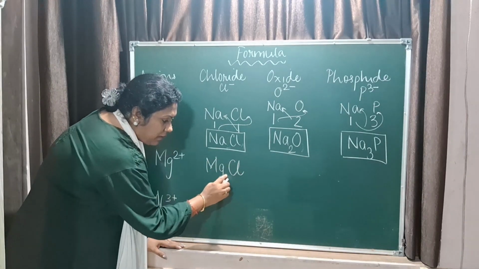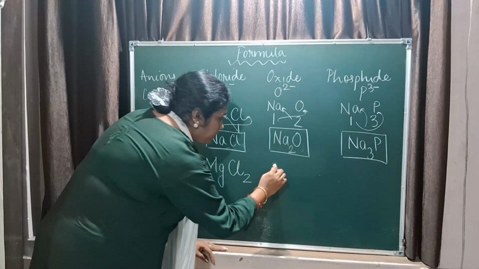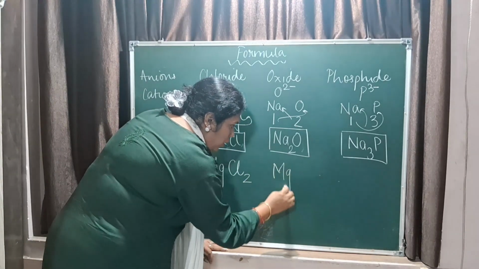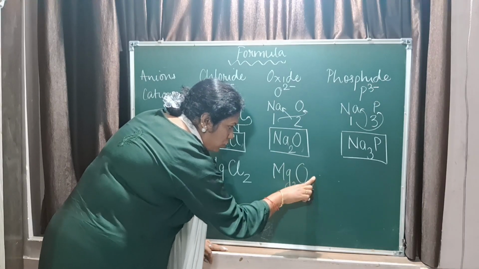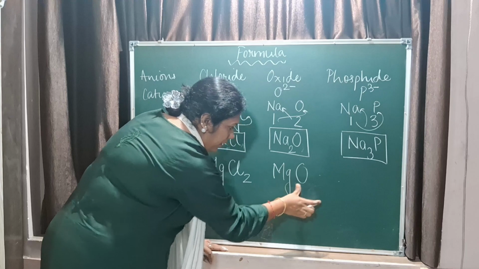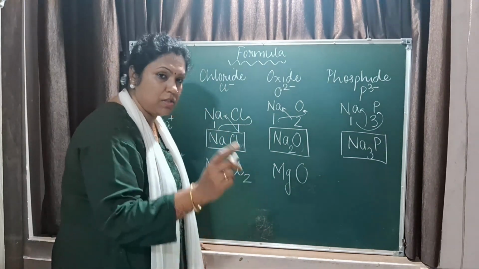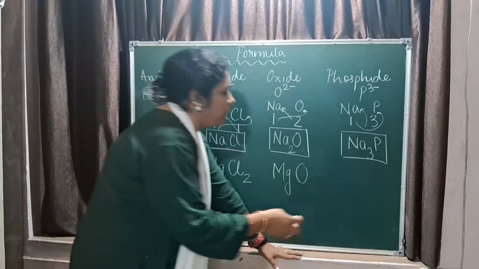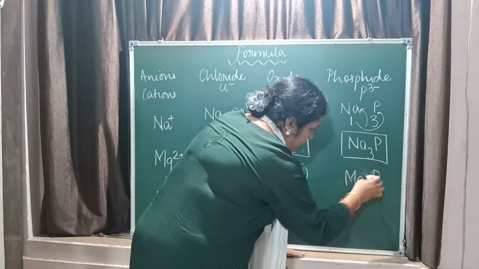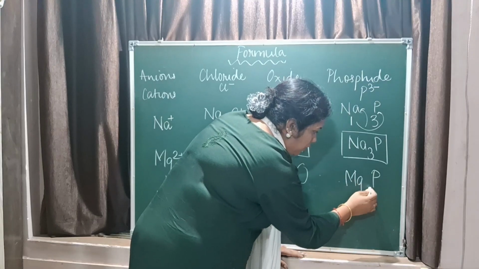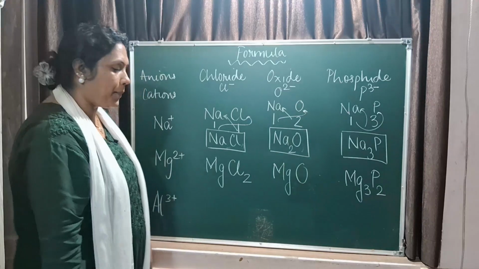Similarly, for magnesium, MgCl, Cl valency 1, magnesium valency 2. MgO, magnesium valency 2, oxygen valency 2, 2, 2 we don't have to write, simplify, 1:1. So my formula is MgO, not OMG, MgO. Then next you have magnesium phosphide, the phosphorus valency 3, magnesium valency 2. So this is the formula.